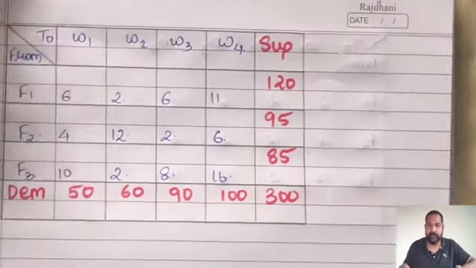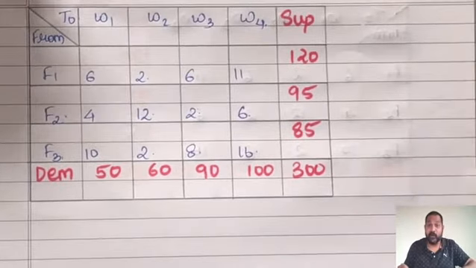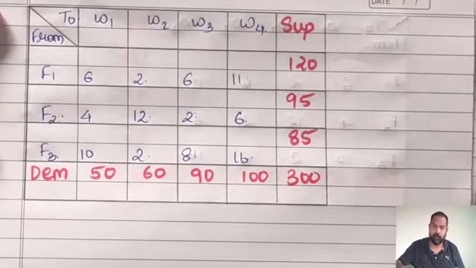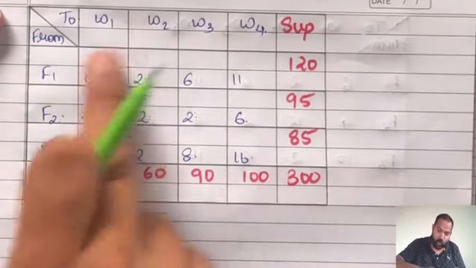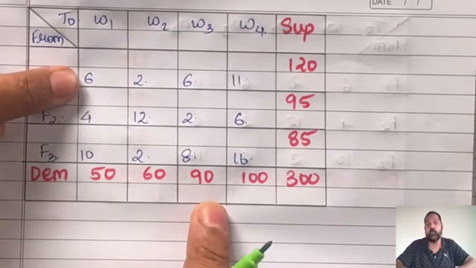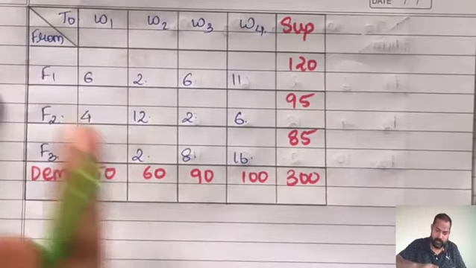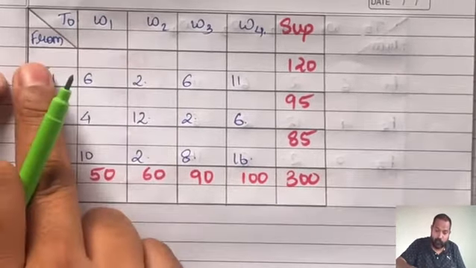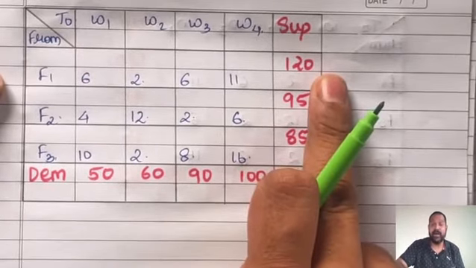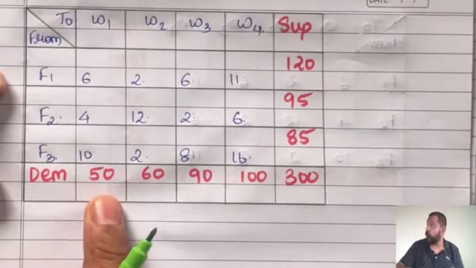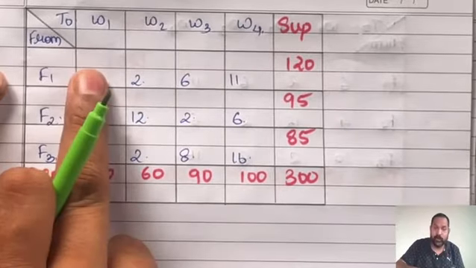What does NWCM say? NWCM says, start with the northwest corner first, fulfill that, and then continue. If you look at this cost matrix, what is the northwest corner? Well, this 6 is the northwest corner. This 6 is F1 W1. F1 can supply 120 units. W1 has a demand of only 50. Then will I take all 120? No.